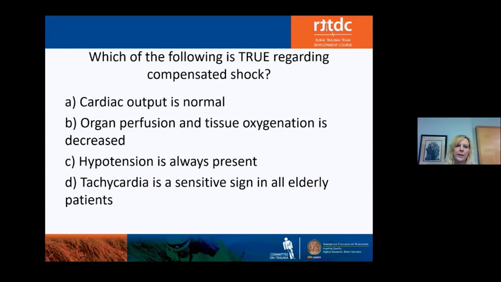So this one was a little bit tricky. The majority of you got it right. So in compensated shock, you're still in shock, right? But your body is compensating. It's making compensations for the blood loss or whatever the reason for shock is. So your organ perfusion and tissue oxygenation are still going to be decreased, even though your vital signs may remain fairly normal. Your cardiac output is not going to be normal, right? Depending on the type of shock, it is going to be increased or decreased. But your body is able to compensate with vascular tone and different things to keep your vital signs potentially normal. And that's what we would call a compensated type of shock.